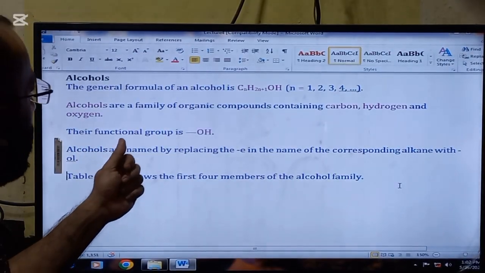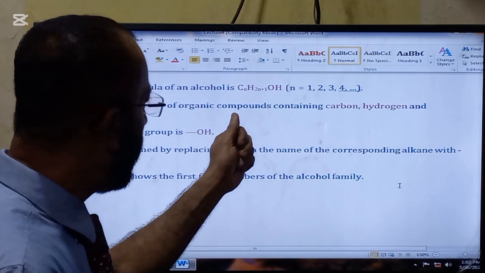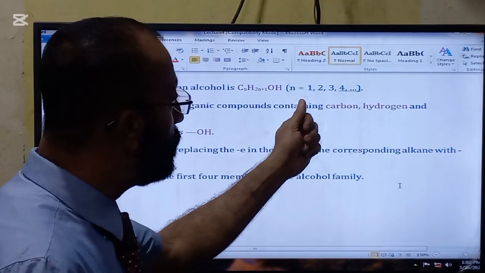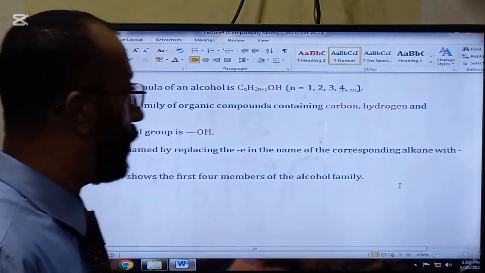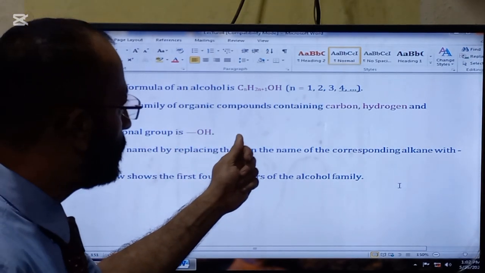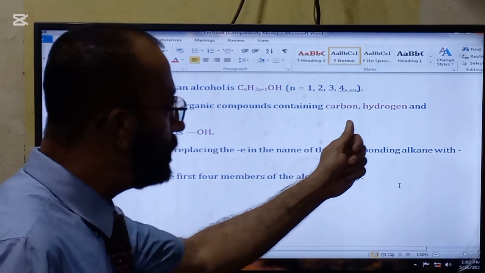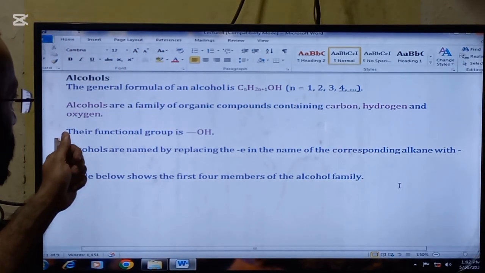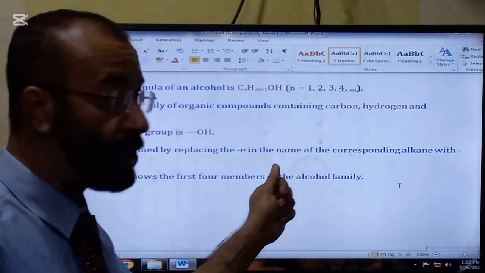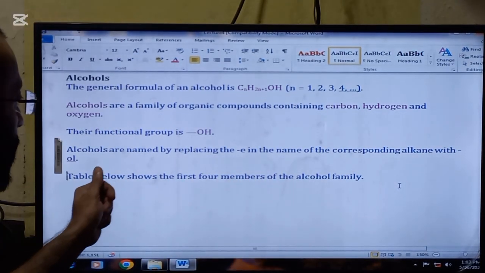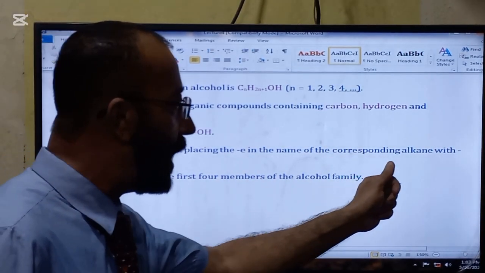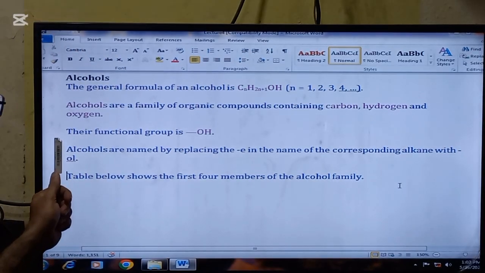The general formula of an alcohol is CnH2n+1OH, where n is equal to 1, 2, 3, 4, and so on. Alcohols are a family of organic compounds containing carbon, hydrogen, and oxygen. Their functional group is OH. Alcohols are named by replacing the E in the name of the corresponding alkane with OL.